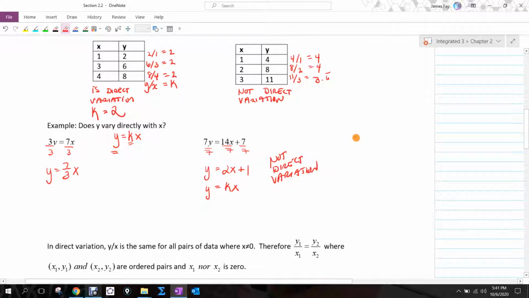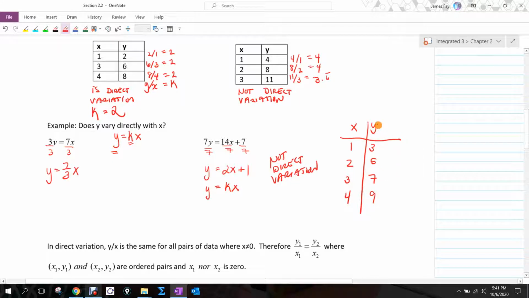And we could recognize this if I were to make a chart of x's and y's for this particular situation. Let's just say x is 1, we'll go 2, 3, and 4. If I plug 1 in, I'm going to get 3 back. If I plug 2 in, I'm going to get 5 back. 3 in will give me 7. And then 4 in will give me, what, 9?